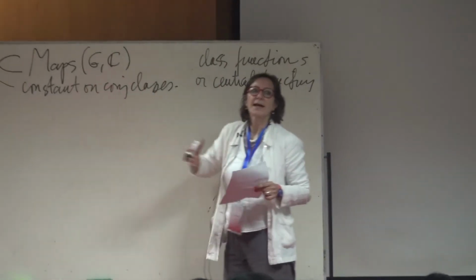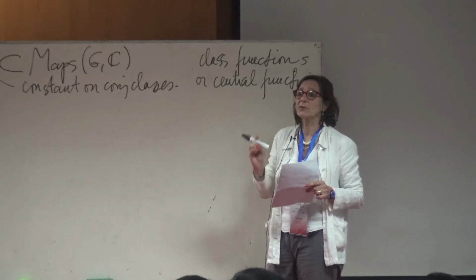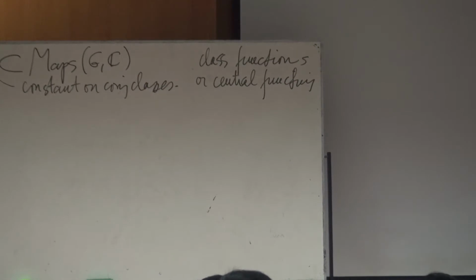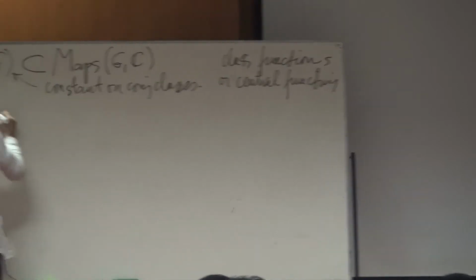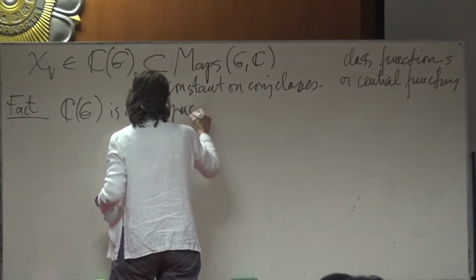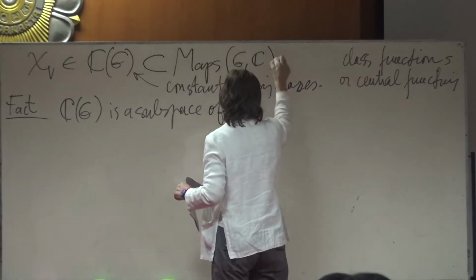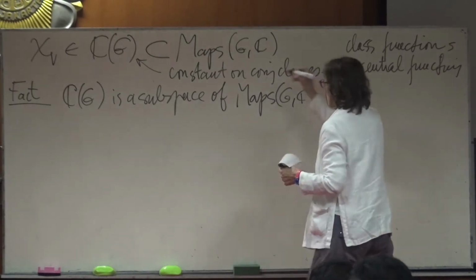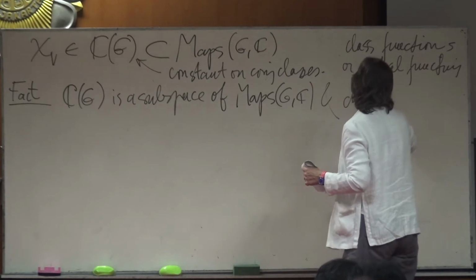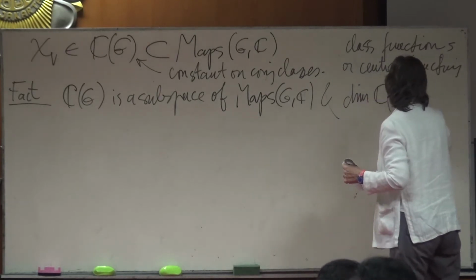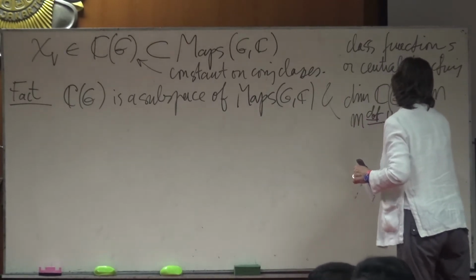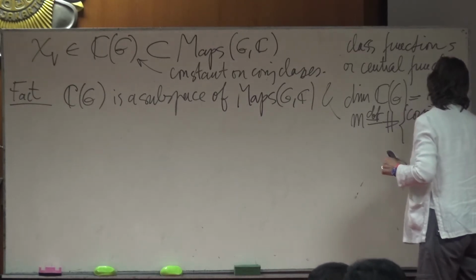Now we want to point out that these functions are in fact a subvector space of all functions from G to C, and their dimension is equal to the number of conjugacy classes in G. So it's a fact. C(G) is a vector subspace of these maps, and the dimension of C(G) is equal to m, where m is by definition the cardinality of the set of conjugacy classes of G.